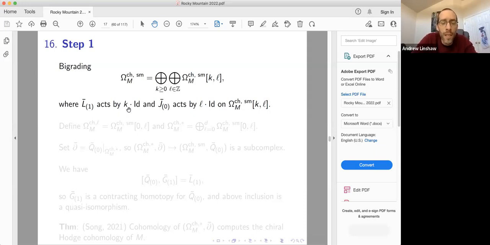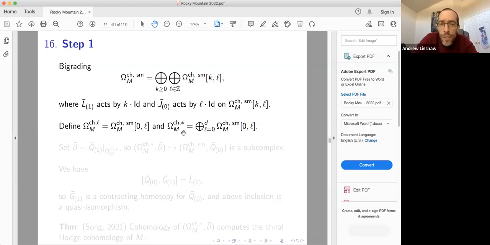This Heisenberg field in the holomorphic sector acts by K times the identity, and this Heisenberg field in the anti-holomorphic sector acts by L times the identity. This smooth complex you can write as the sum of the K,L graded pieces. Now what I want to do is isolate the part of conformal weight 0 with respect to L bar. So Omega chiral L is the piece where the first entry is 0, the eigenvalue of L bar, and then I take the direct sum of these.